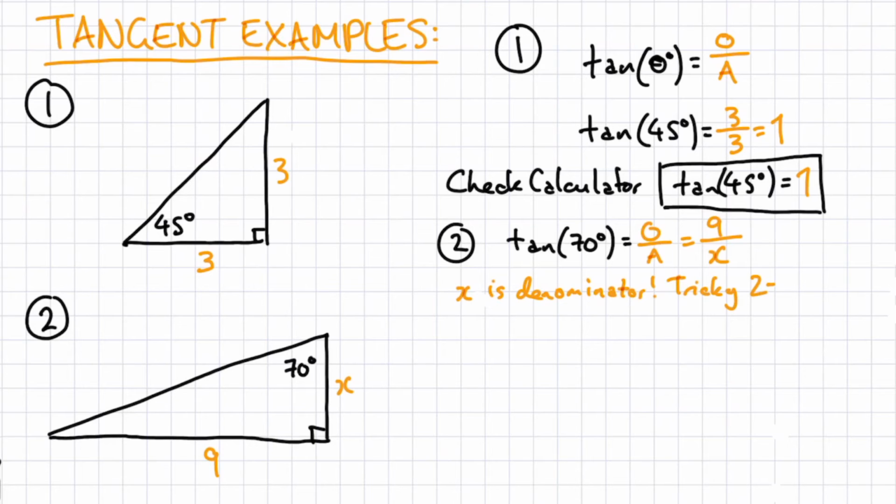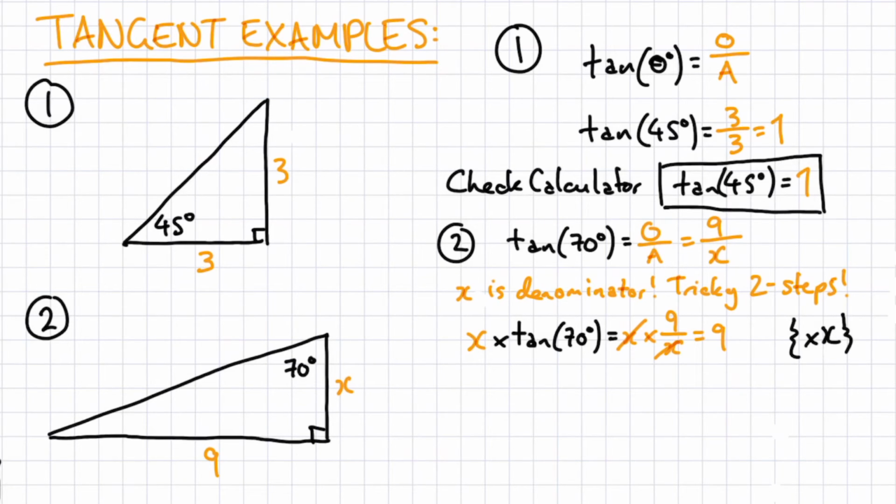So x is now the denominator, or the one underneath the fraction. Okay, so this is tricky now. We have to do a two-step algebra question. So it becomes 2 steps with our algebra. Okay, so here's what we do first. We multiply both sides by x. So we'll do x times tan 70. It's going to equal x times 9 divided by x. Now this cancels out the x's on the right hand side, and we get left with 9.